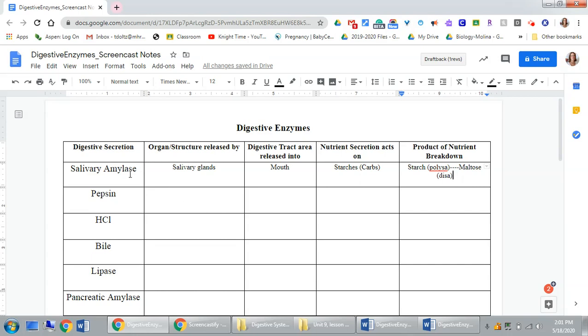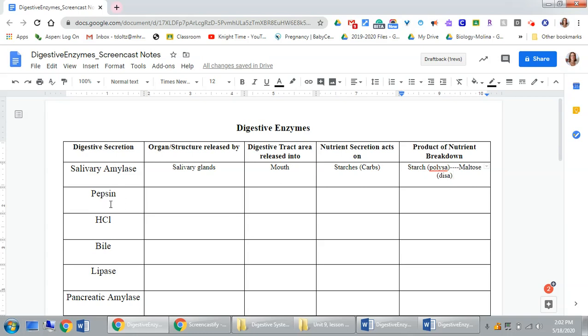All right, so that's salivary amylase, produced in the salivary glands, released into your mouth in your saliva. It's going to help you digest large carbs like starches into maltose, which is a disaccharide.